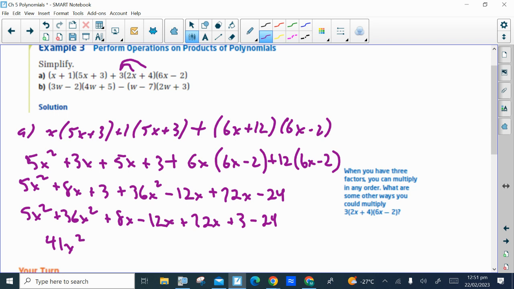So that'll give us 41x squared. 8x's take away 12x's is negative 4x's, but then we're going to add 72. That'll give us positive 68x's minus 21. And so there's the final simplified answer.